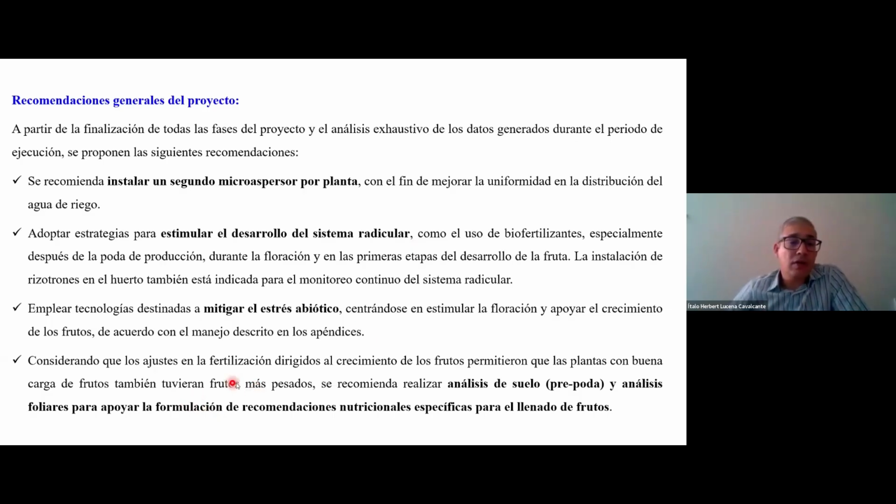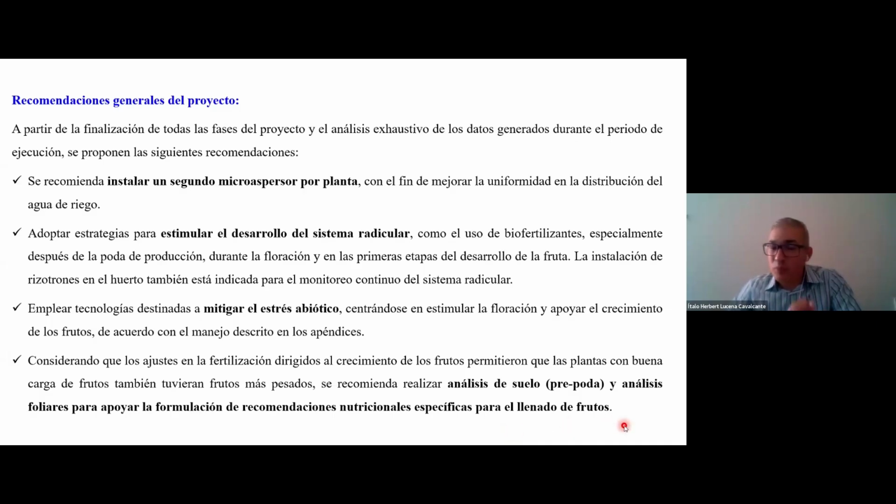And some fertilization actions aimed at fruit growth allowed plants with a good fruit load to also have heavier fruit. So for that reason, it's recommended to perform soil analysis prior to the pruning and foliar analysis to support the formulation of specific nutritional recommendations for fruit filling. This is a very key point.